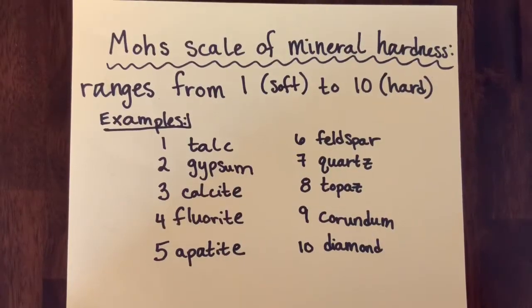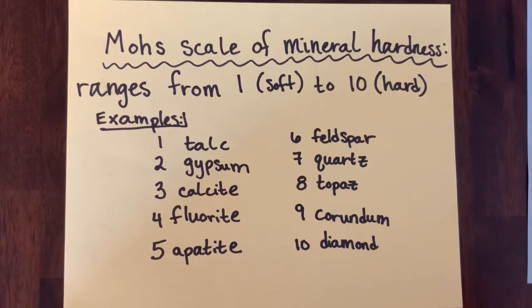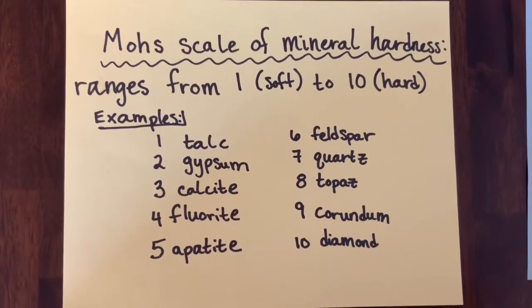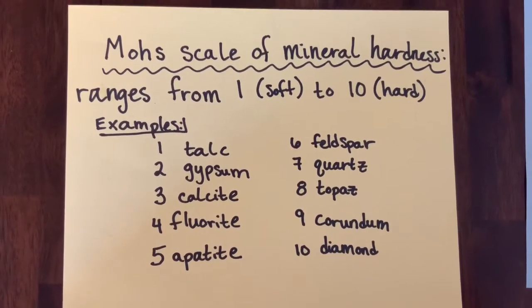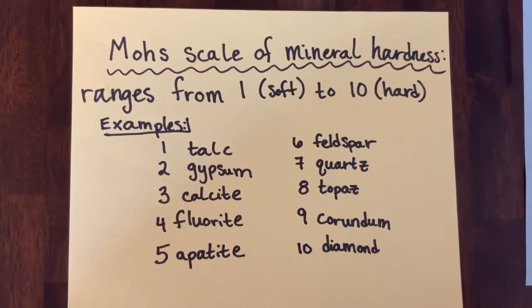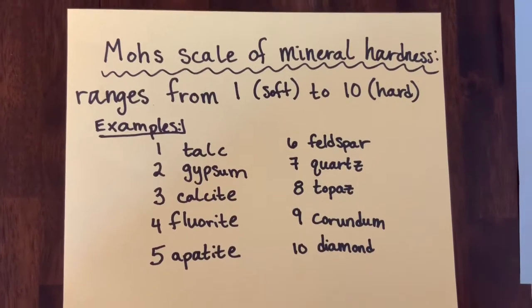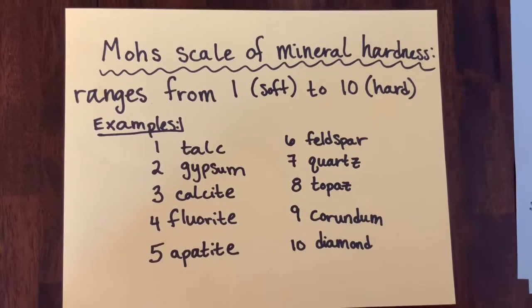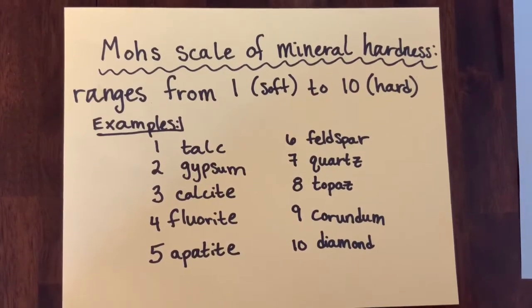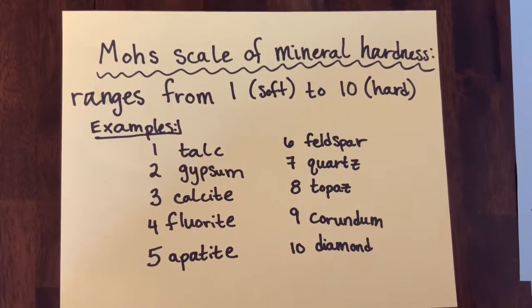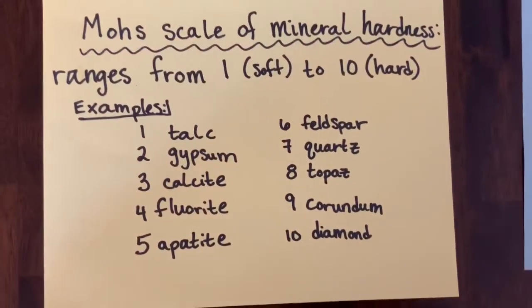The Mohs scale of mineral hardness is what we use to rate minerals from softest to hardest. Diamond is the hardest known naturally occurring mineral on Earth, so it has a rate of 10. Gypsum, on the other hand, has a Mohs scale of 2. This means it's relatively soft.